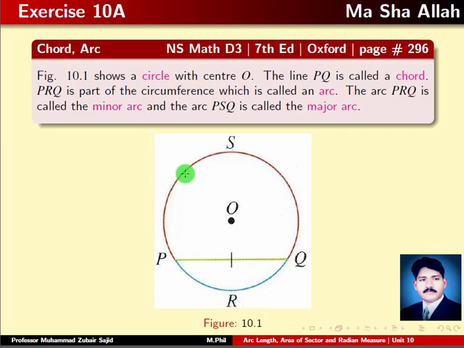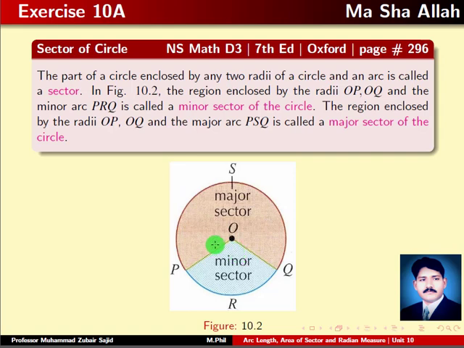The part of the circumference PSQ is also an arc which is called the major arc, while the PRQ is called the minor arc. Look at this figure. The OP is one radius, the other radius is OQ, and PRQ is an arc. The blue area which is enclosed by these two radii and one arc is called the minor sector. Here the blue area is minor sector.